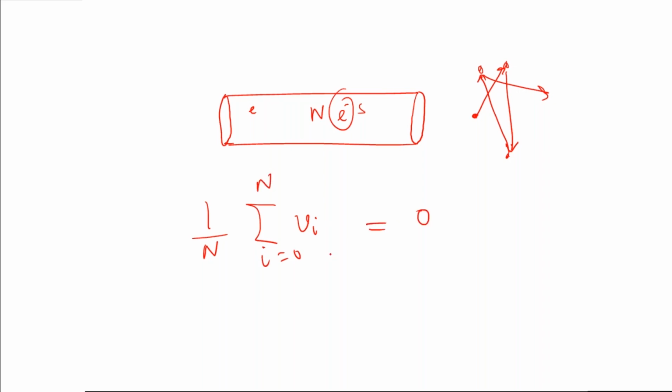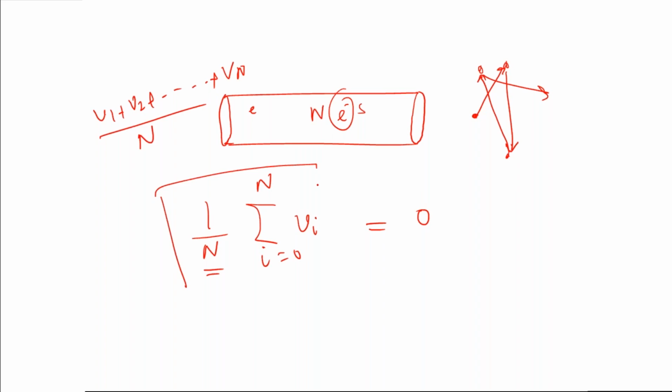So this will be actually 0. The average is written like this: v1 plus v2 plus v3 up to vn, divided by n. So this is the format I have written. This is called the average velocity.